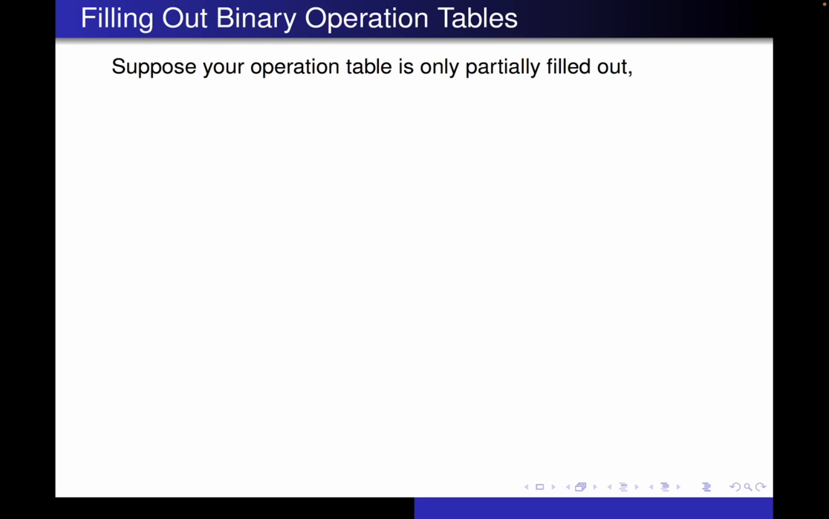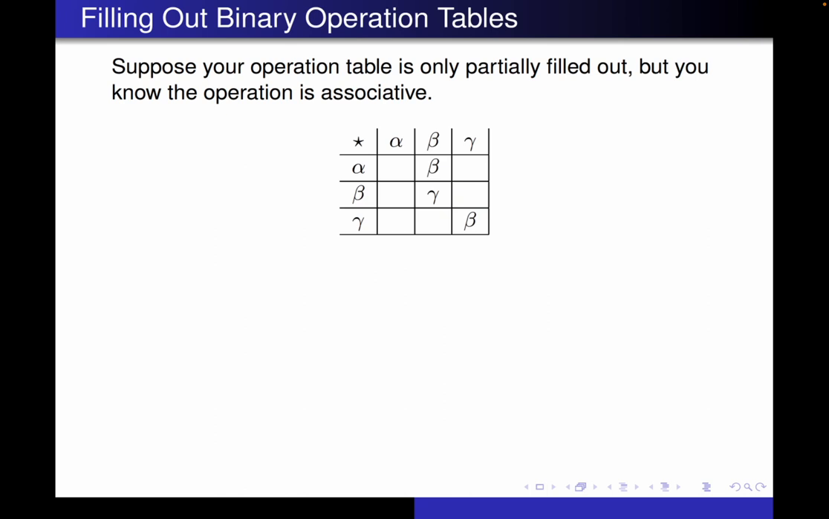So now I'm going to look at a situation where our operation table is only partially filled out, but we are going to make an assumption on the binary operation. We are going to assume that the operation is associative. So here's our table, and it only has three operations filled out. We know that alpha star beta is equal to beta. We know that beta star beta is equal to gamma. And we know that gamma star gamma is equal to beta. So we're going to fill out some of those empty squares.